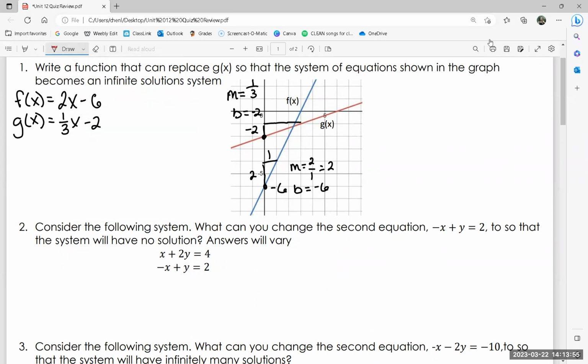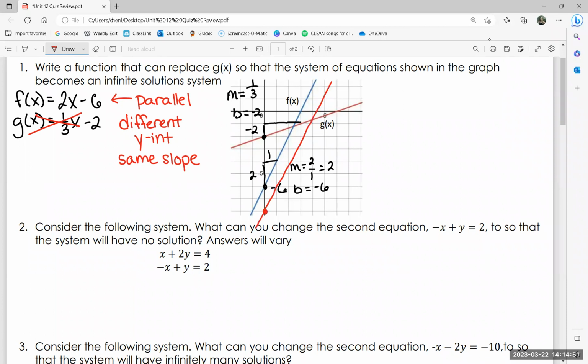Now the question specifically is saying, write a function that can replace g of x. So honestly, I don't really care about g of x anymore, so that it becomes an infinite solution system. So I want something parallel to that function. Now technically, we could just change the slope so that it's something that has a different y-intercept, but the same exact slope. That way, when I look at it on the graph, it will be parallel to this g of x value.